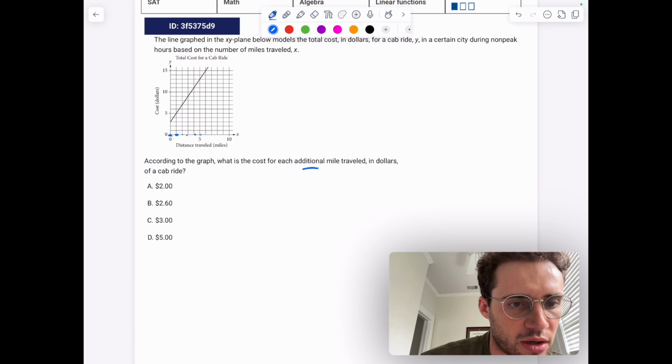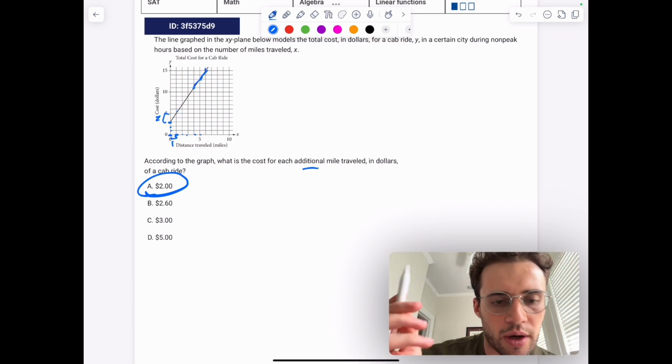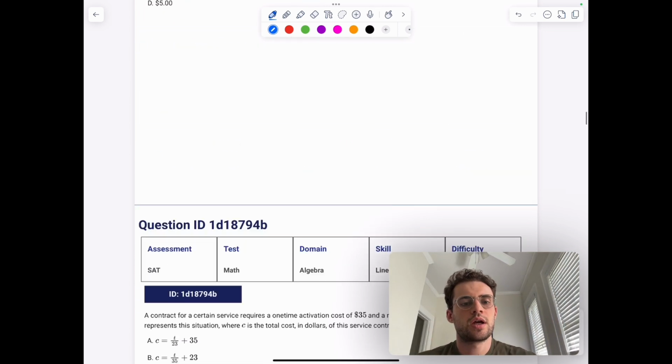Yeah, each of these does represent an increase of 1. It goes up from, let's see, 1, 2, 3 to 5. So it goes up by 2 every time the miles go up by 1. So that means it's $2. You can check another point if you want. From here to here, that also went up 2. From here to here, that also went up 2, and so on. Right, so it's $2. And let's just check the scale.